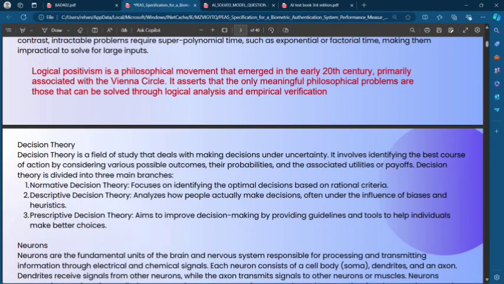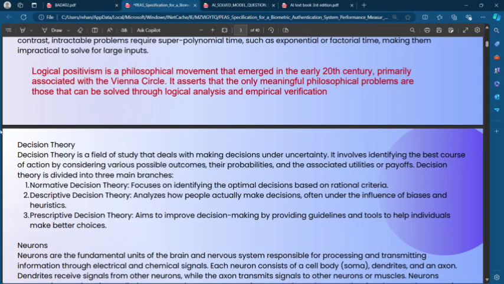Decision theory is a field of study that deals with making decisions under uncertainty. So whenever there is some uncertainty, this comes in. Decisions are made under this. It involves identifying the best course of action by considering various possible outcomes, probabilities, and the associated utility. Possible outcomes and probabilities are more than enough for you to remember here. So it makes decisions under uncertainty.